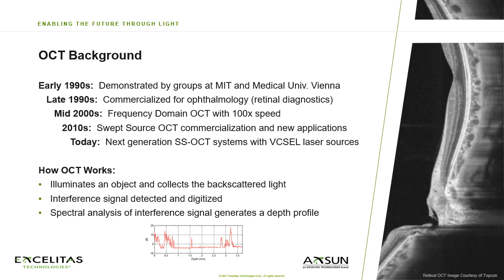In the early to mid-2000s, an alternative system architecture called frequency domain OCT came about by advances in line-scan CCD arrays and in rapidly tuned or swept laser sources used in SS-OCT. This resulted in about a 100 to 1,000-fold increase in imaging speed without any major trade-offs, and OCT became a technology capable of rapidly scanning 3D volumes.